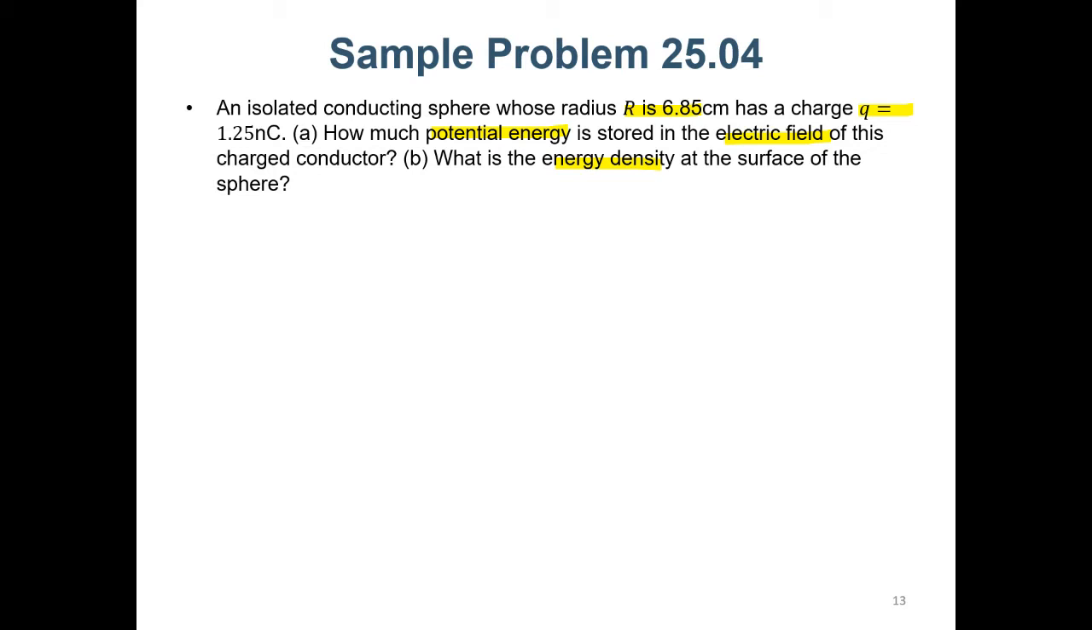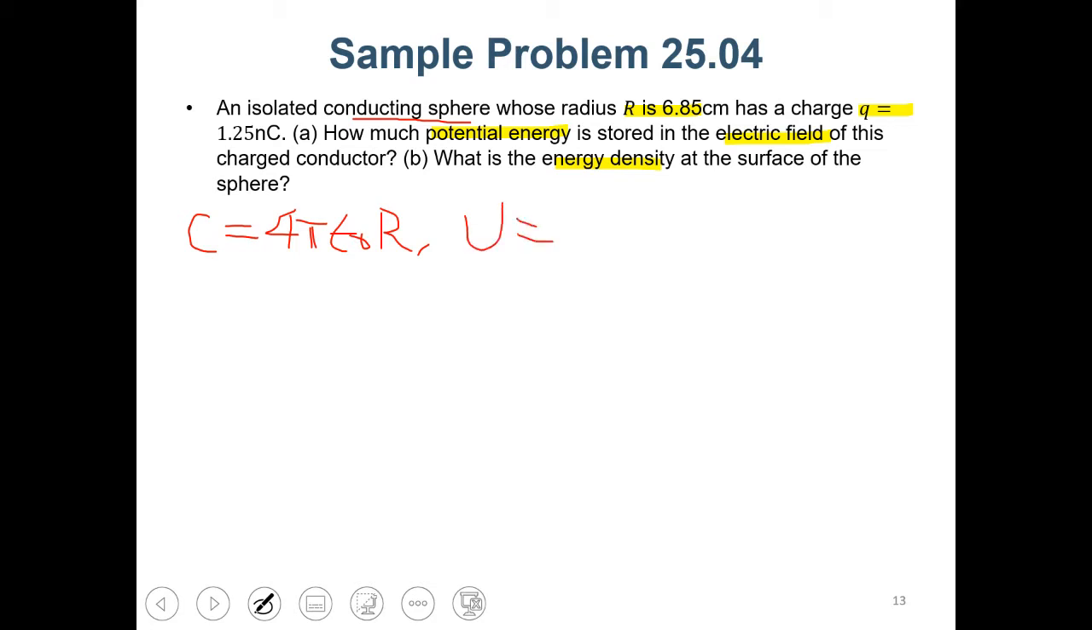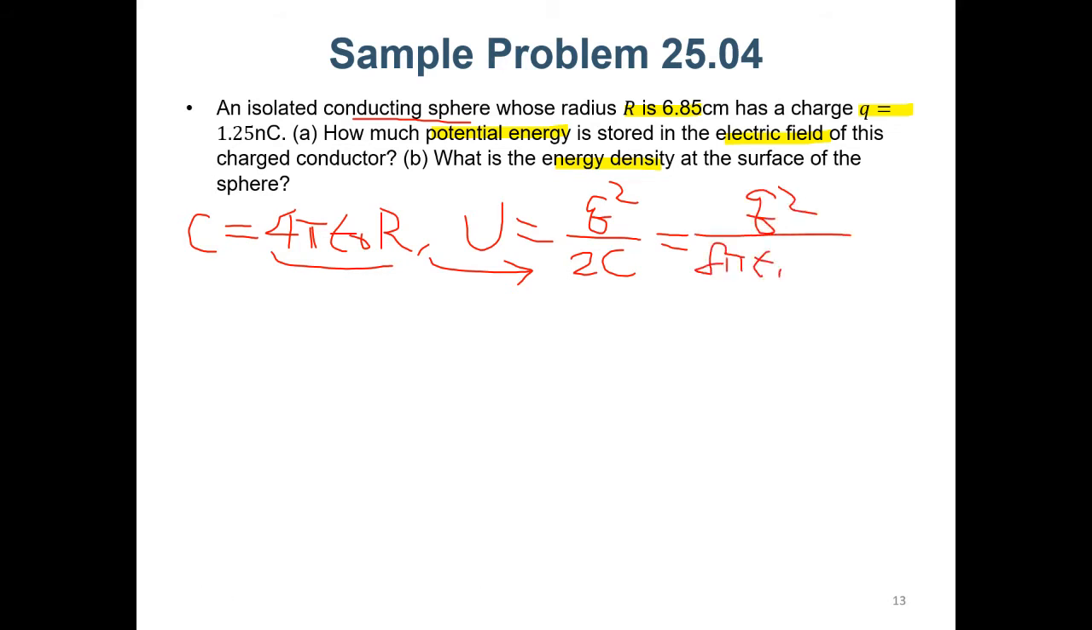Okay, so actually we have a conducting sphere, which means that we should use the formula C equals 4 pi epsilon naught r. You can still remember, but actually you don't really need to remember. We just talked about it yesterday. And so U is nothing but Q squared over 2C. We can just plug this into here, so that it will become Q squared over 8 pi epsilon naught r.